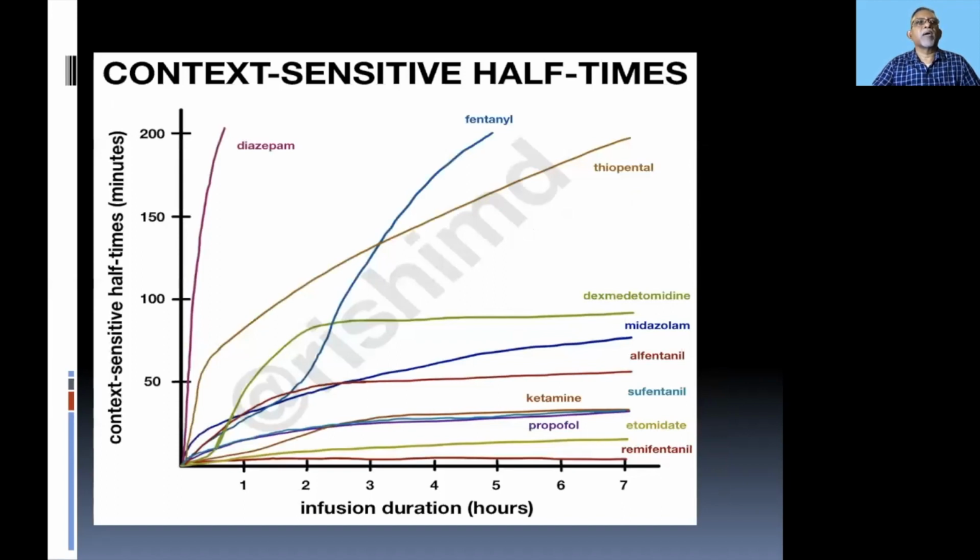Context-sensitive half time is the time in which the plasma concentration of a drug is reduced by 50% after discontinuing an infusion. A short CSHT, for a quick recovery, is desirable for TIVA. As the CSHT and duration of action of propofol and remifentanil are short, the emergence from these agents is also faster.